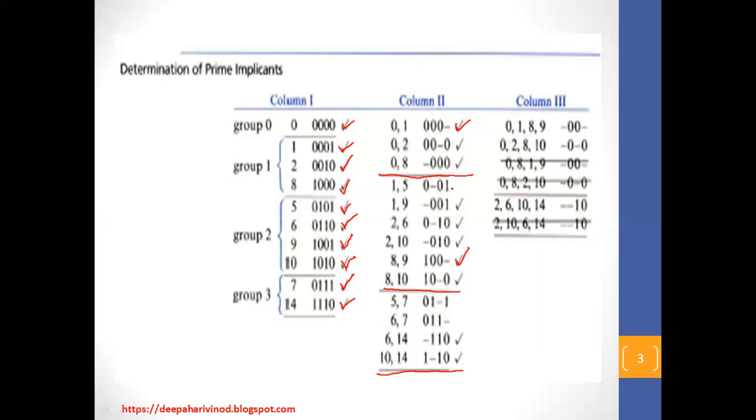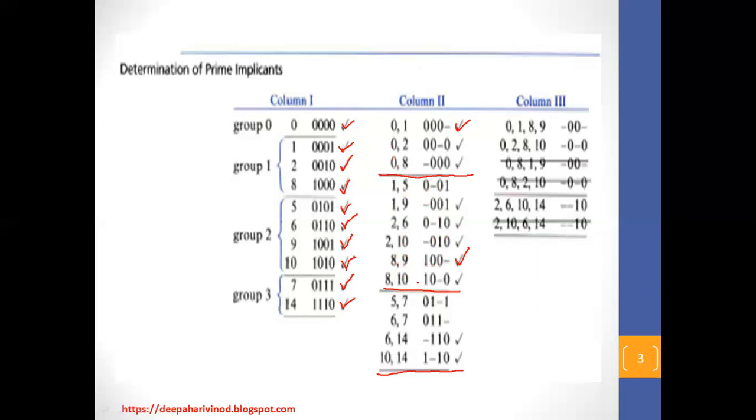Next, go for 0, 2. 0, 2, 1, 5 cannot be done. 0, 2, 1, 9 cannot be done. 0, 2, 2, 6 cannot be done. 0, 2 and 2, 10 cannot be done. 0, 2 and 8, 9 cannot be done. It has more than one bit change.